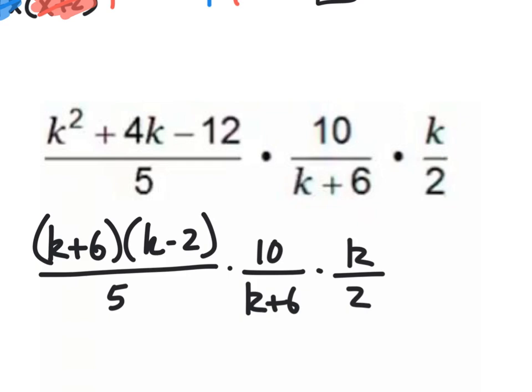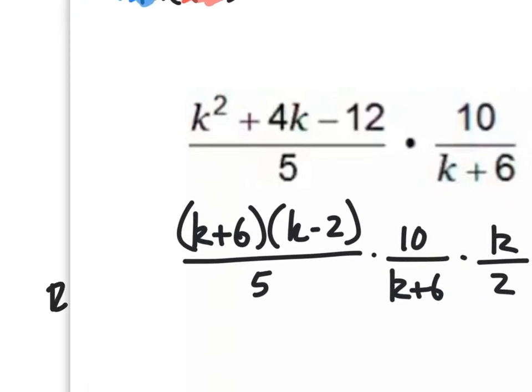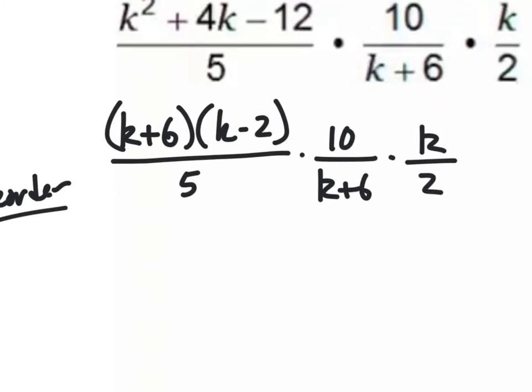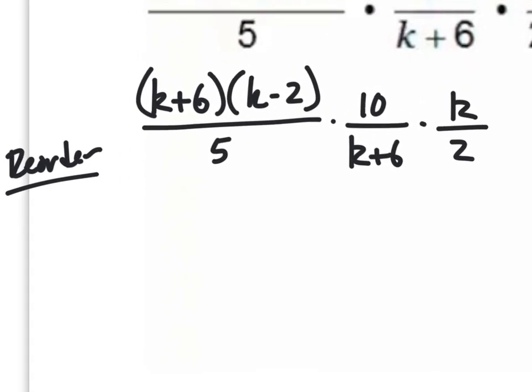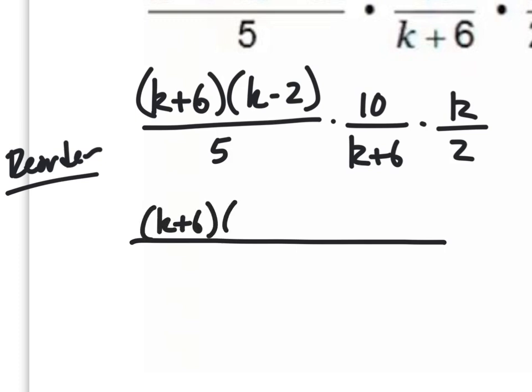What I can do is reorder things, and that might help you see how to do that. I can do that because multiplication is commutative, so I can reorder what I need. I'm going to rewrite my numerators as one fraction here. So really what I have is the quantity k plus 6, times k minus 2, times the value k, and then times 10.